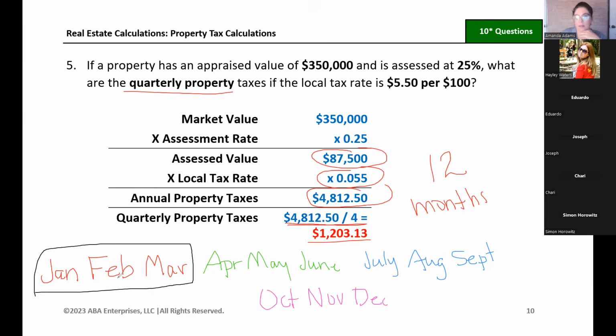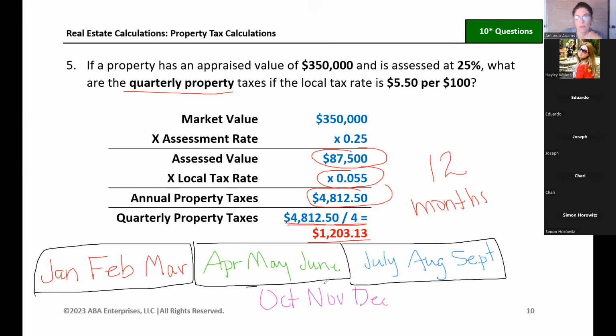1, 2. Miranda, I'm explaining it to you right now, sweetheart, okay? 3, 4. This is the first quarter. This is the second quarter. This is the third quarter. And this is the fourth quarter.